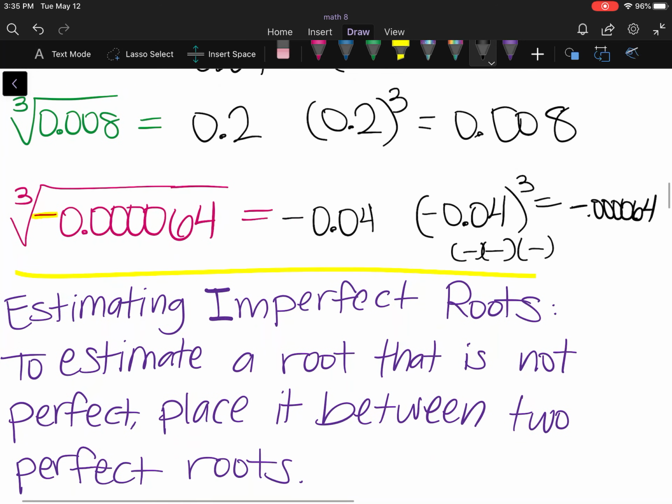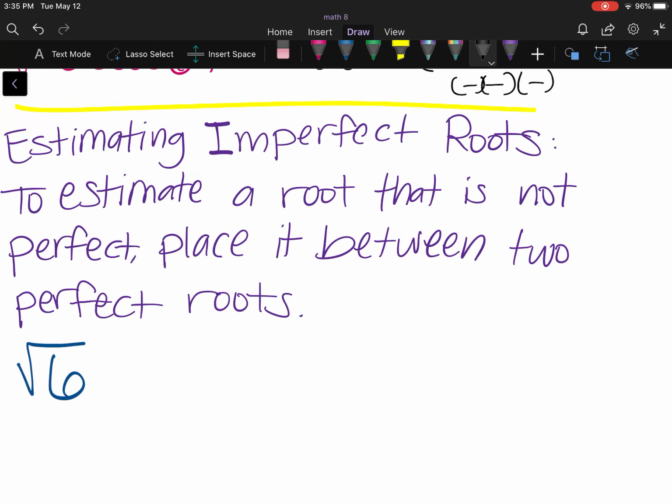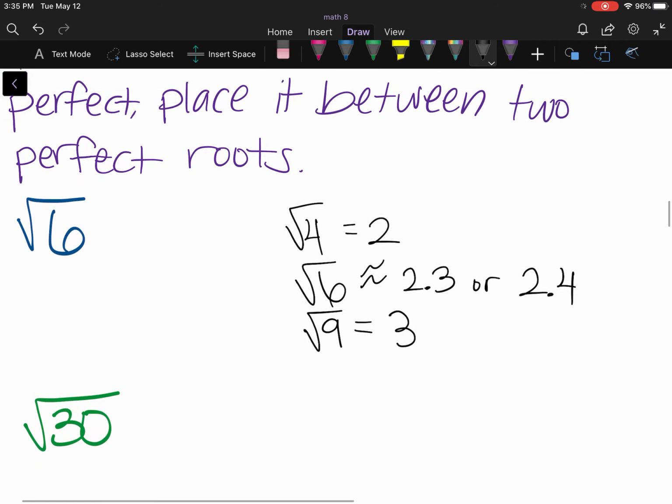Now we're talking about estimating imperfect roots. To estimate a root that is not perfect, find the two perfect roots that it is in between and place it in between them. So the square root of 6 is in between the square root of 4 and the square root of 9. I chose 4 and 9 because those are the perfect squares right below and above 6. The square root of 4 is 2. The square root of 9 is 3. The square root of 6 is going to be in between 2 and 3, so it's going to be 2 point something. In fact, it's close to 2.3 or 2.4. But you definitely know it's going to be between 2 and 3.